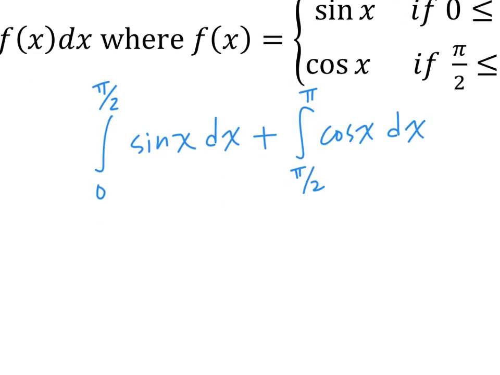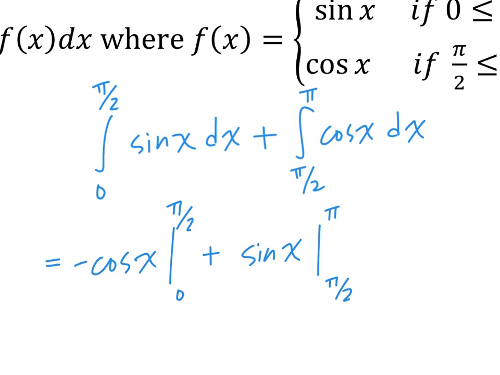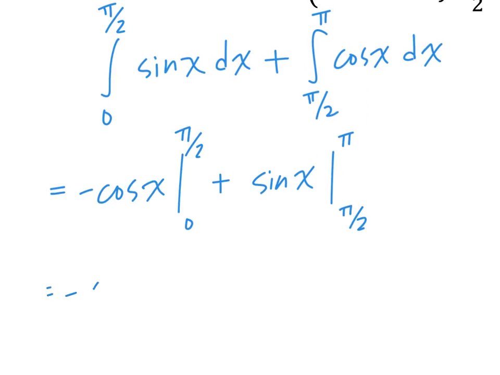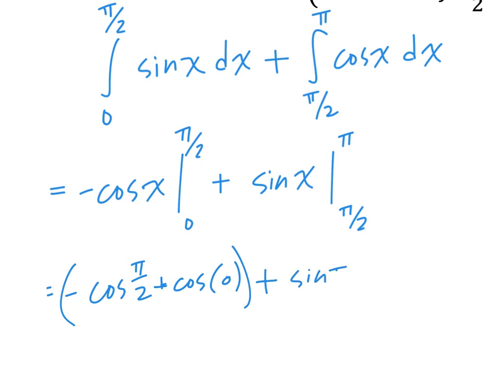Okay, so first take the integral. The integral of sine x is negative cosine x, evaluated from 0 to pi over 2, plus the integral of cosine, which is just sine, evaluated from pi over 2 to pi. All right, so this is going to be negative cosine of pi over 2 minus cosine of 0, and the whole thing plus sine of pi minus sine of pi over 2.